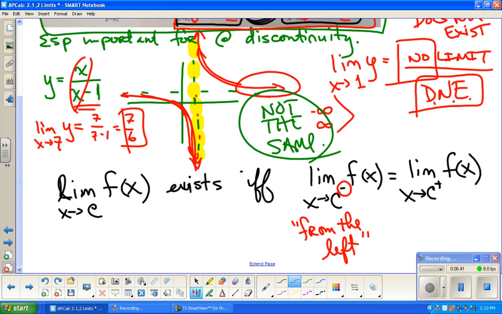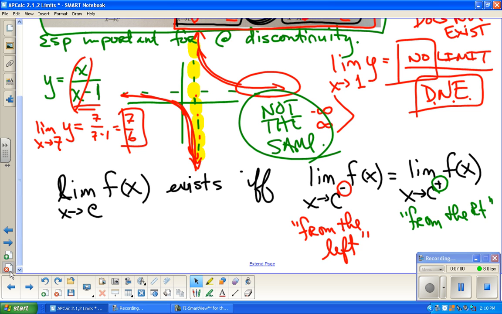Not just from the negative numbers. I mean, negative numbers are on the left, but it's really about, c itself could be a positive number, okay? And so this would mean from the right. Okay?